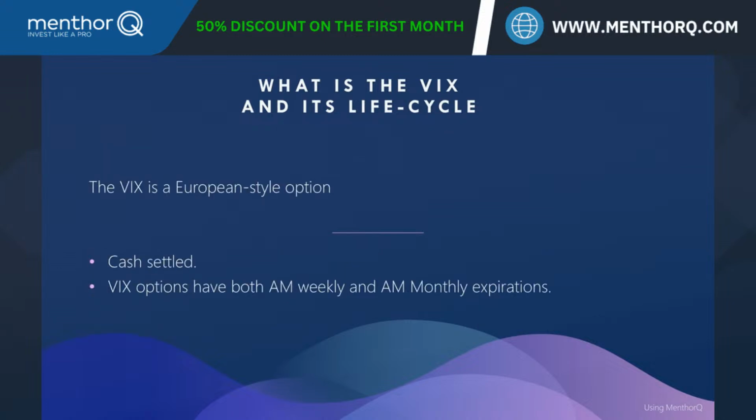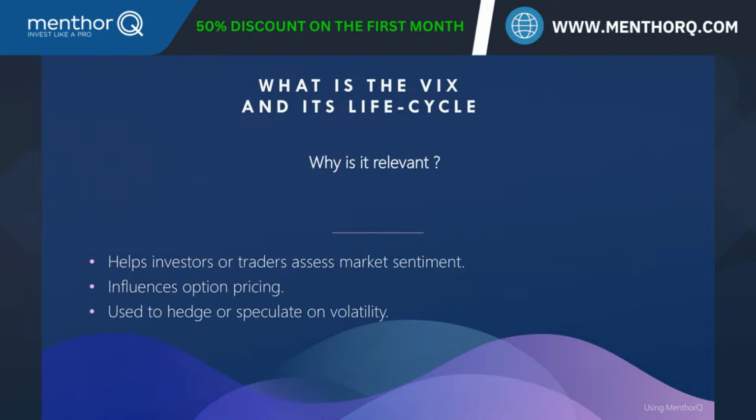So the VIX is a European style option, much like the SPX is. It's European style. So what does that mean? It's cash settled. So both the VIX and the SPX are cash settled. And the VIX options have both weekly and AM monthly expirations. So you can trade it weekly if you so desire. And it generally settles like on the Wednesday before. Normally weekly options for equities settle on Fridays.